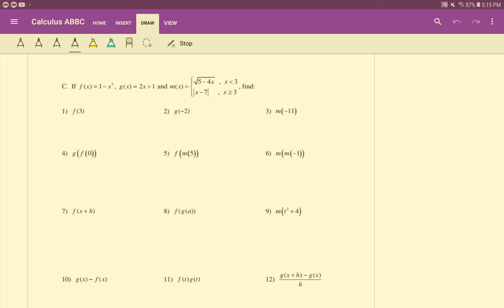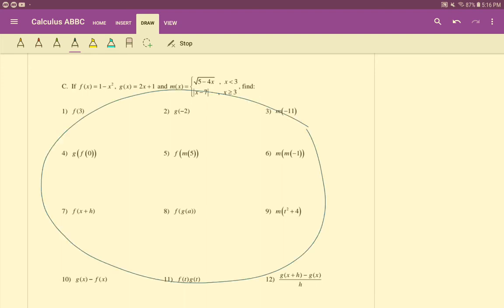So in this one, no general directions, we just have a setup right here. If f of x is equal to 1 minus x squared, g of x is equal to 2x plus 1, and m of x is this piecewise function, equal to the square root of 5 minus 4x when you're evaluating an x value less than 3, or equal to the absolute value of x minus 7 when you're evaluating an x value greater than or equal to 3. We're asked to find and evaluate all these function values.